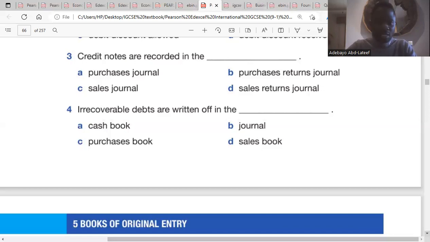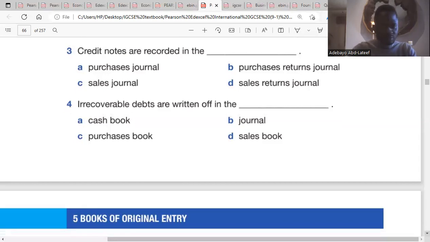I think it's clear. We talked about irrecoverable debt, and we're talking about the double entry for irrecoverable debt. The double entry is bad debt to be debited, and accounts receivable credited. That's the account of that customer that has not paid, that the debt has gone bad, will be credited. Is it clear? We'll go to question 5.